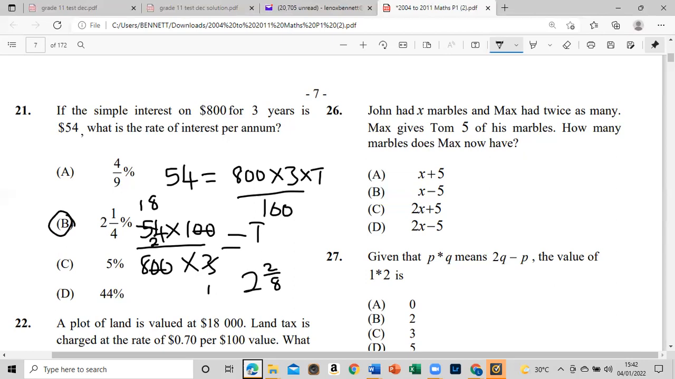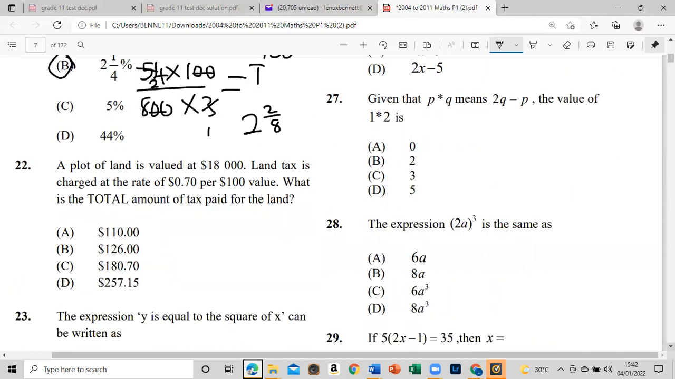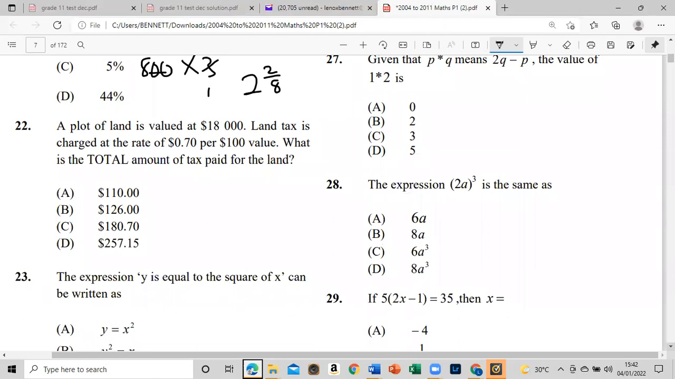You know the sharp spelling, guys. Now we have to learn to calculate fast, alright? So now I'm putting in a plot of land valued at $18,000. Land tax is charged at the rate of 70 cents per 1,000 value. What is the total amount of tax paid for the land?